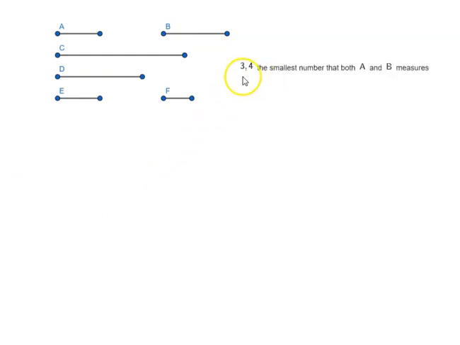3 and 4 are the given two numbers. The smallest number that both A and B measure is going to be what? That is going to be 12. And this is also called the LCM, or least common multiple. Now, let's see how we can do that.